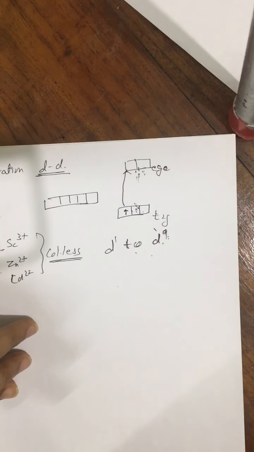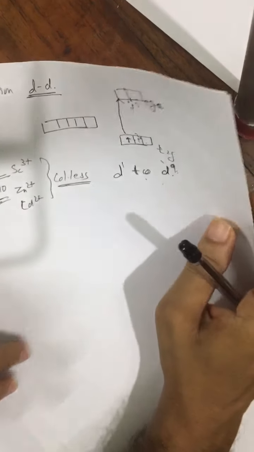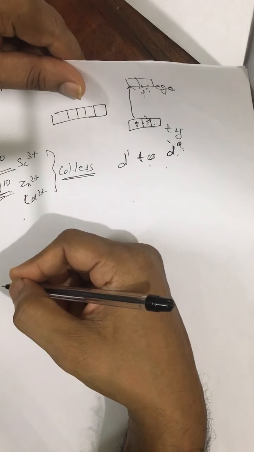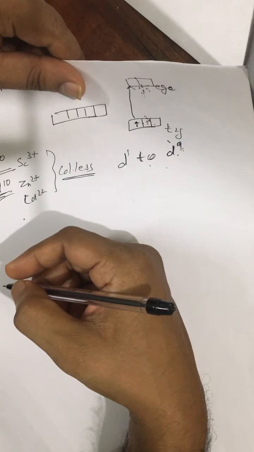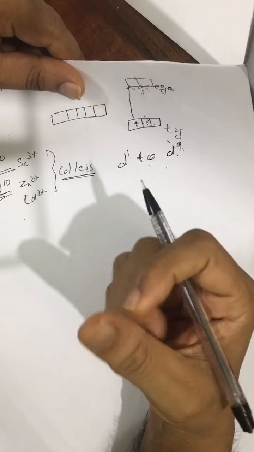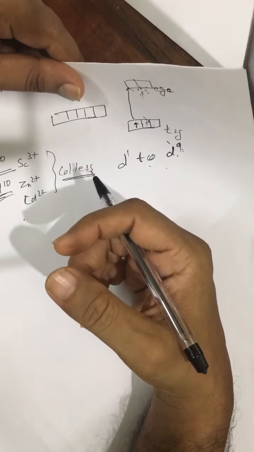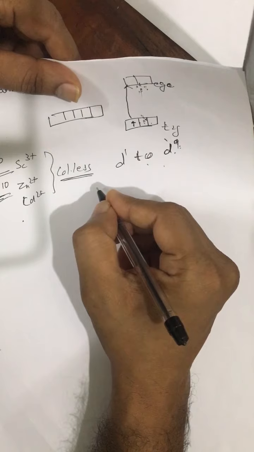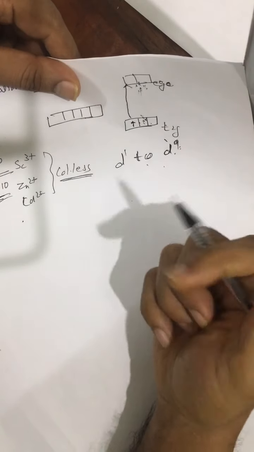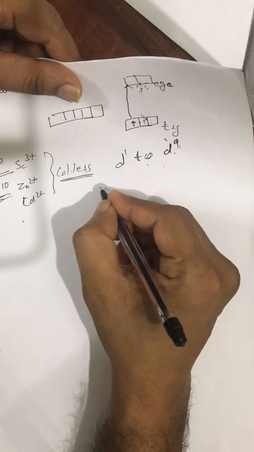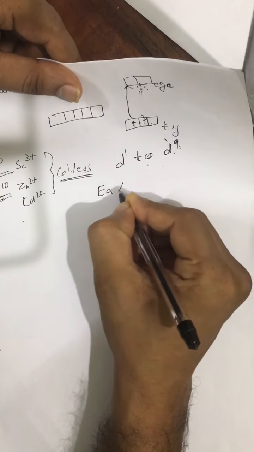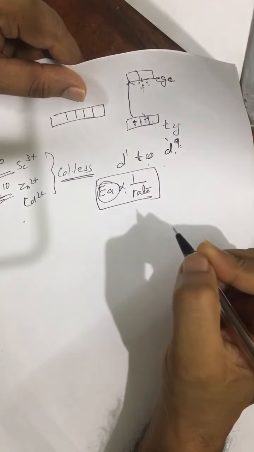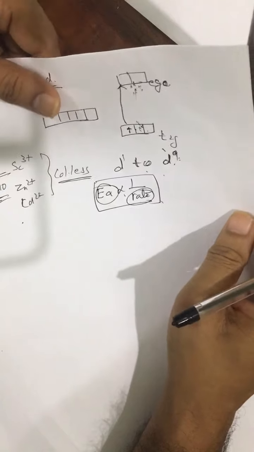Transition elements are, in general, good catalysts. The reason is they provide a large surface area for adsorption of reactants, and due to adsorption a high amount of heat is released during chemical adsorption. This heat is absorbed by the reactants and they reach a comparatively higher energy level, and we know that energy of activation is inversely proportional to rate. So since energy of activation is decreased, the rate of reaction is increased.